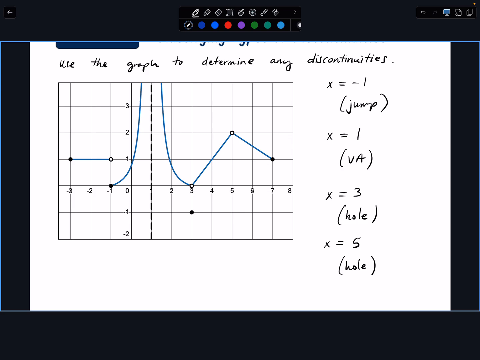Just to practice, which is the only type of discontinuity we could say is removable? No, what type though? Holes. Good. So you can label this as removable. And then these ones are obviously non-removable. For the sake of this assignment, you don't have to classify them this way. I just want you guys to know what does a hole look like, what does a jump look like, what does a vertical asymptote look like.